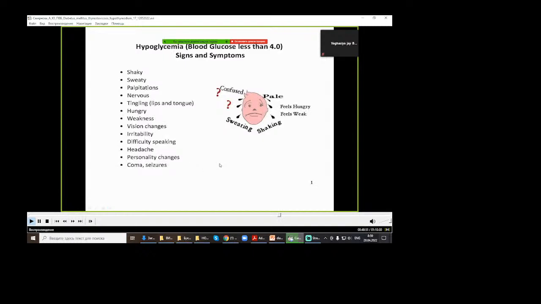The symptoms of hypoglycemia appear when blood glucose is less than 4.0. So these patients may have palpitations, nervousness, sweating, hunger, weakness, vision changes, high irritability, difficulty speaking, headache, personality changes, and coma. So, loss of consciousness.